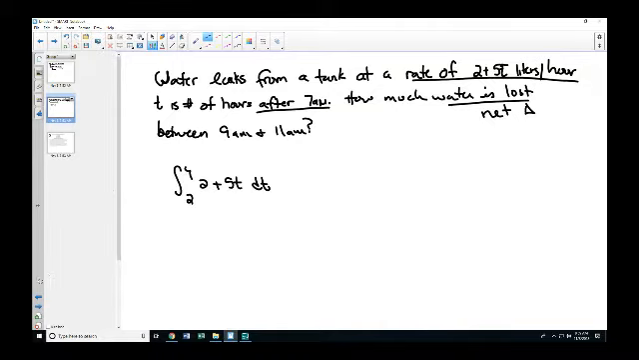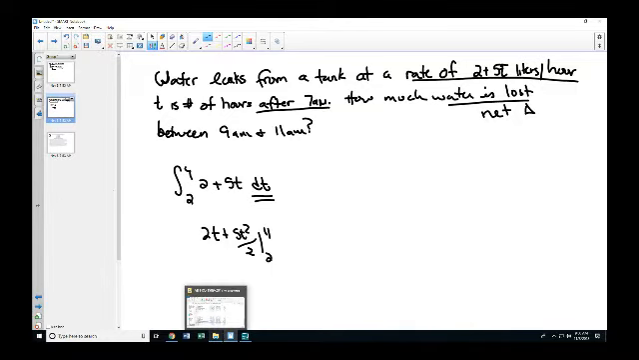Now, when you're writing these questions out, please do not forget your dt or dx. If you miss this and you put equals and then things, it's not mathematically proper. So what do we get here? 2t plus 5t squared over 2. You know how to evaluate that, right, Efrain? Top first. We should get 34.